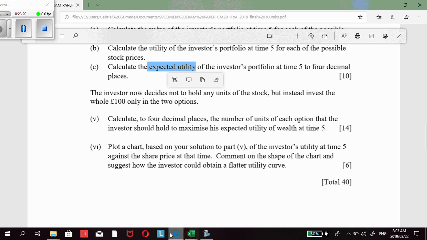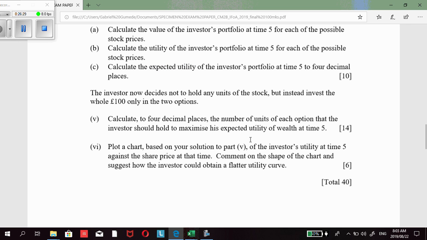Now, this part here is a very special part. They're saying the investor now decides to not hold any unit of stock, but instead invest the whole £100 only in the two options. They're saying calculate to 4 decimal places the number of units of each option that the investor should hold to maximize his expected utility of wealth at time 5. So that is very important.